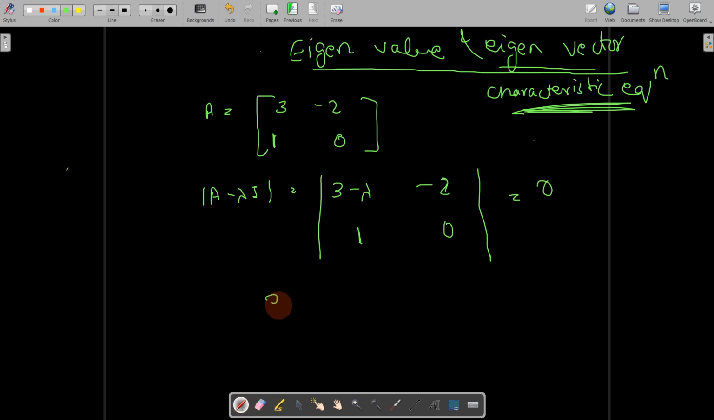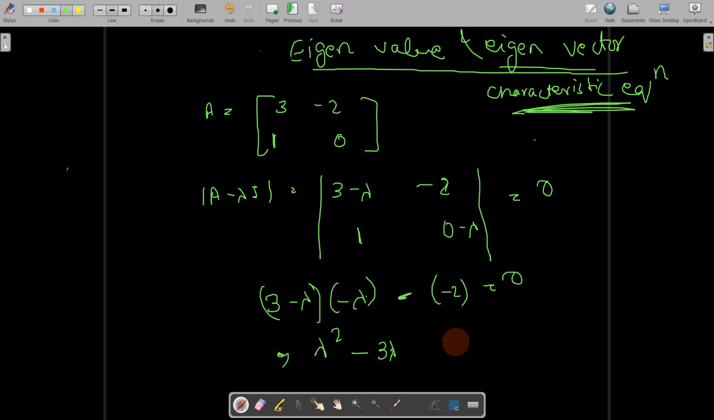So that would be 3 minus lambda times, oh sorry, it won't be 0, it is minus lambda, right? We are subtracting lambda. So that would be 3 minus lambda times minus lambda, minus this into this, minus 2. So this will be lambda square minus 3 lambda plus 2 is equal to 0. If we solve, lambda square minus 2 lambda minus lambda plus 2 is equal to 0.